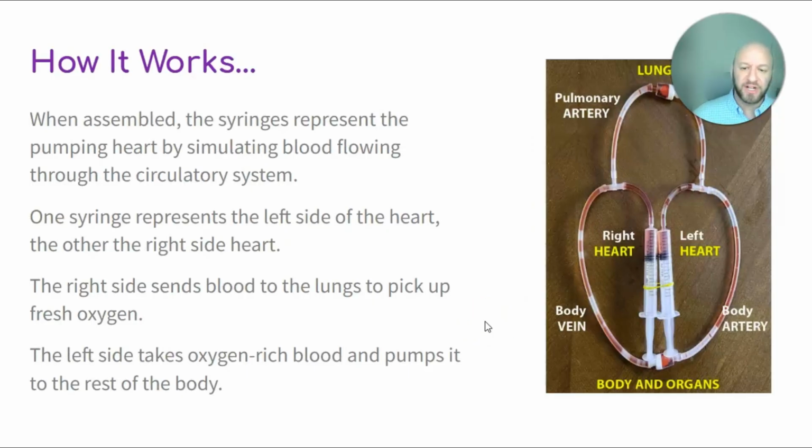So how is our project going to work? Well, when it's assembled, the syringes are going to represent a pumping heart by simulating blood flowing through the circulatory system. One syringe represents the left side of the heart, the other the right side of the heart. Now, the right side of our heart sends blood to the lungs to pick up fresh oxygen, and the left side takes the oxygen-rich blood and pumps it to the rest of our body.